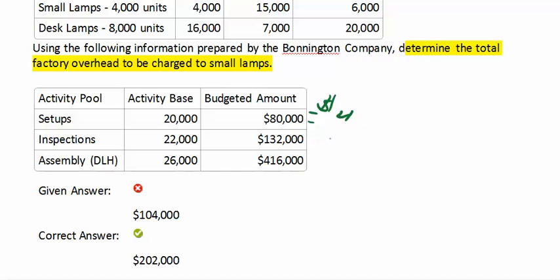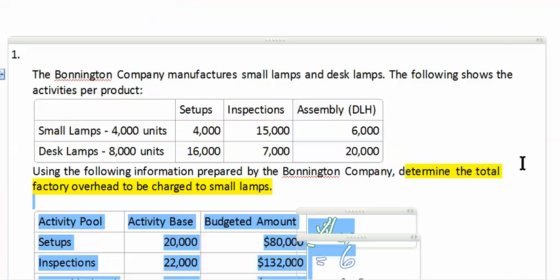and that will give us a rate of, looks like 5.45. Let me double check that calculation. We go 132 divided by 22. Now I got $6, so I plugged that in wrong, so let's fix that. So 132,000 divided by 22,000 equals 6. Next, I'm going to figure out the direct labor hours, which is 416,000 divided by 26,000, and that equals $16. So there I have my rates for each of the activities.